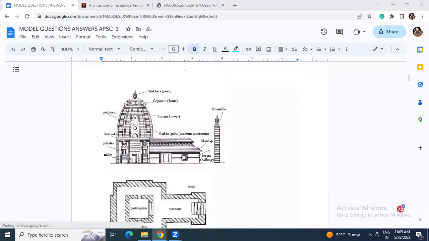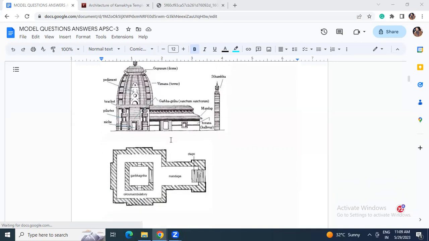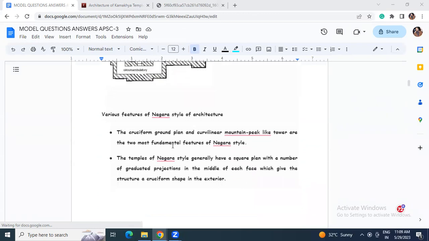So at the very top, in our temples we see the Shikhara, the peak, then below it is the Gopuram, Bimana, then Garbhagriha, Mandap, Toran, and the Stambha. At least if you can remember this, that's sufficient. We can draw easily. Now, what are the various features of Nagara style of architecture?